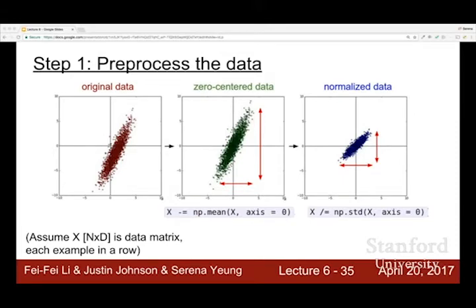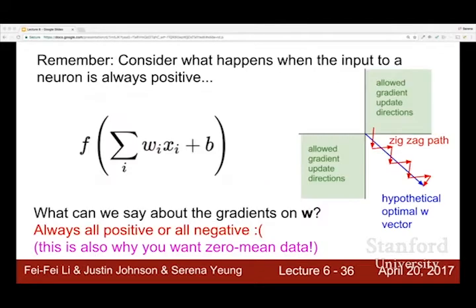Some standard types of pre-processing are you take your original data, and you want to zero mean them, and then you probably want to also normalize them, normalized by the standard deviation. And so why do we want to do this? For zero centering, you can remember earlier that we talked about when all of the inputs are positive, for example, then we get all of our gradients on the weights to be positive, and we get basically suboptimal optimization. And in general, even if it's not all positive or all negative, any sort of bias will still cause this type of problem.